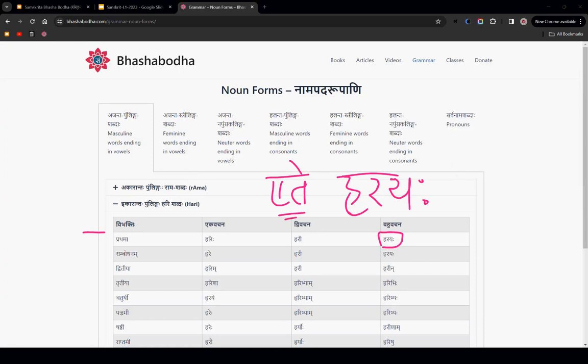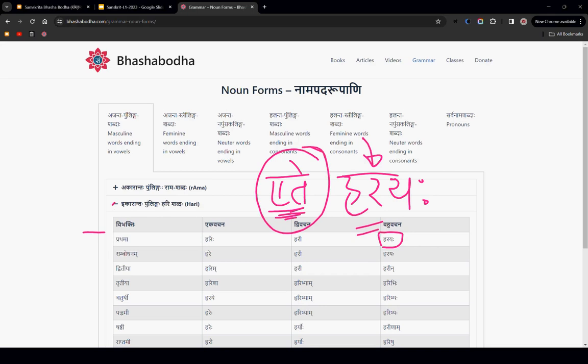So ete will remain the same because this is an adjective actually. So what is it qualifying? It is qualifying a pullinga bahuvachana word. So this also should be in pullinga bahuvachana, and the form for pullinga bahuvachana of etad is ete. So we use ete harayaha.